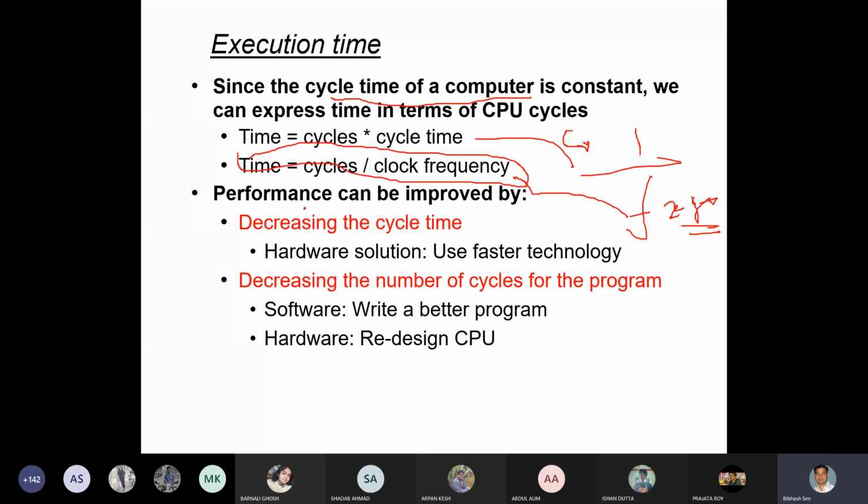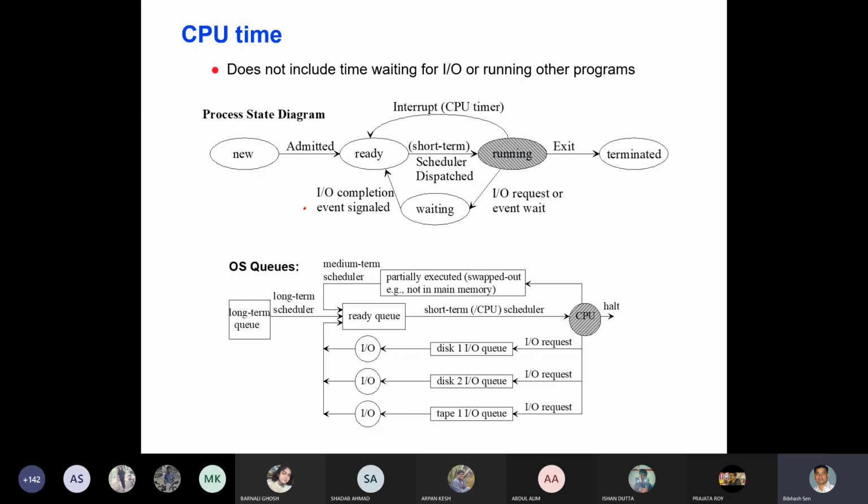If you would like to reduce clock cycles, then redesign the CPU. This is the operating system part. That is why I told you, sometimes whenever a program is ready, it goes to the process. So a process is nothing but a program in execution. When a program enters this zone, it is called a process.